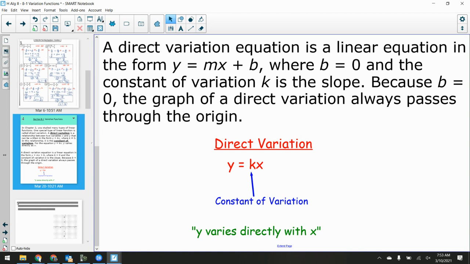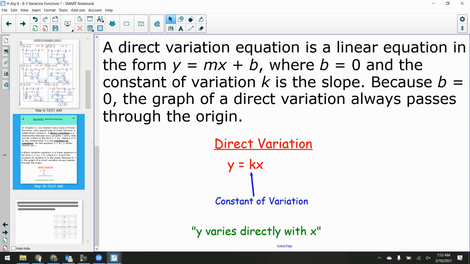The constant of variation is our k value, y is equal to k times x. Notice that it's multiplication. It should not be division. We should not be dividing by x. We should be multiplying by x. Y is equal to the constant times x. And how do we speak that? We say y varies directly with x. Okay? We're going to do a lot of word problems within this section. And if you ever see the phrase varying directly, that means it's of this form. Y varies directly with x.